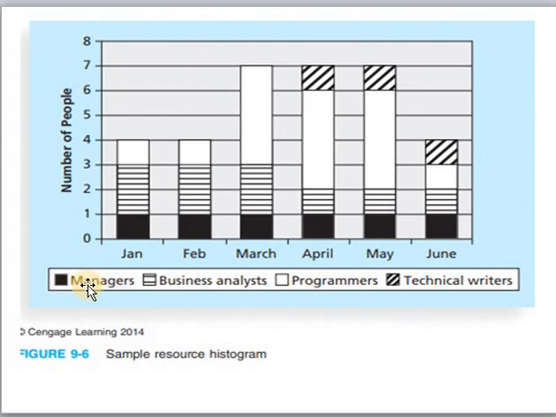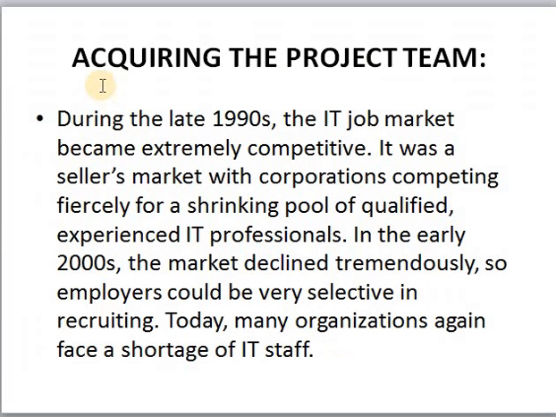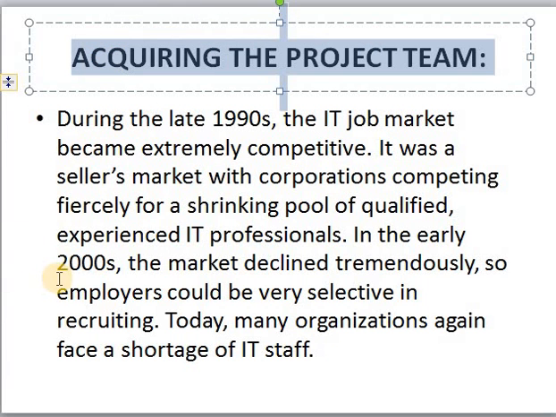The black bar represents the managers, and this line bar represents the business analysts, and this white bar represents the programmers, and this black filled bar represents the technical writers. You can use these representations in order to model the quantity of each resource using the histograms over this particular project. So now we will see what acquiring the project team is.